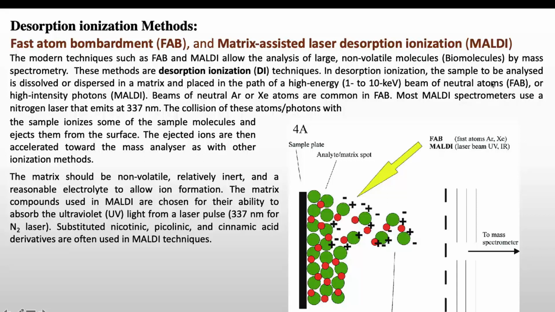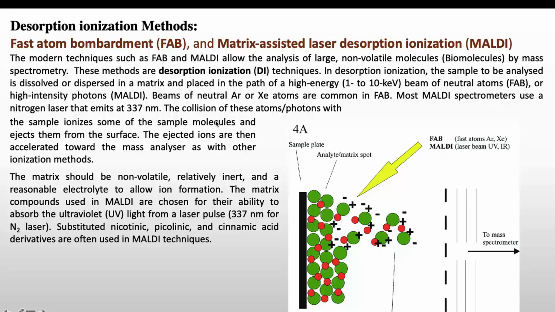In desorption ionization, the sample to be analyzed is dissolved or dispersed in a matrix and placed in the path of a high energy beam of neutral atoms or high intensity photons. If we are using FAB, then we use neutral atoms, and if we are using MALDI, then we use high intensity photons. A beam of neutral atoms such as argon or neon is common in FAB, and most MALDI spectrometers use a nitrogen laser that emits at 337 nanometers.